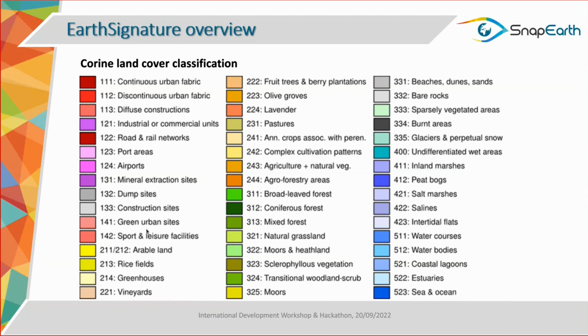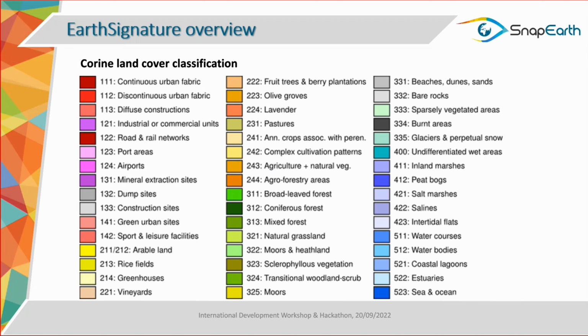I told you that semantic segmentation was about classifying a pixel into classes. So what we follow for EarthSignature is the Korean land cover classification, which defines a lot of classes. As you can see, there are 33 classes because there is a lot of things on Earth. So it could be from sea, airport, building, burn areas.